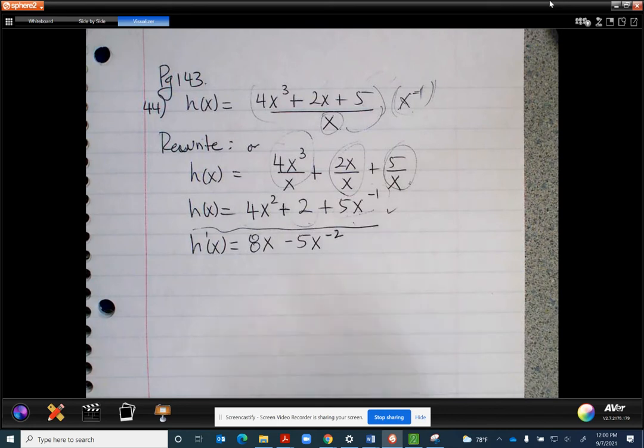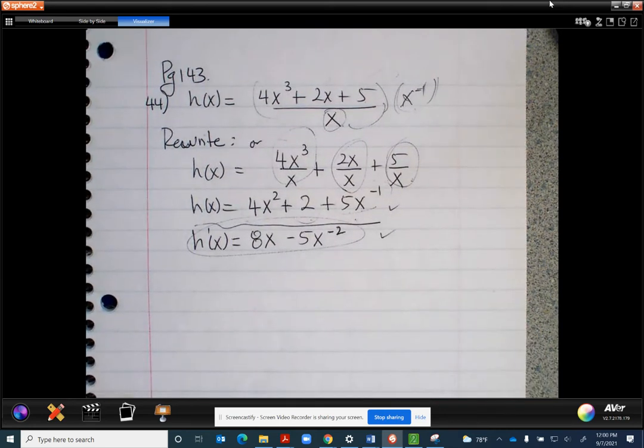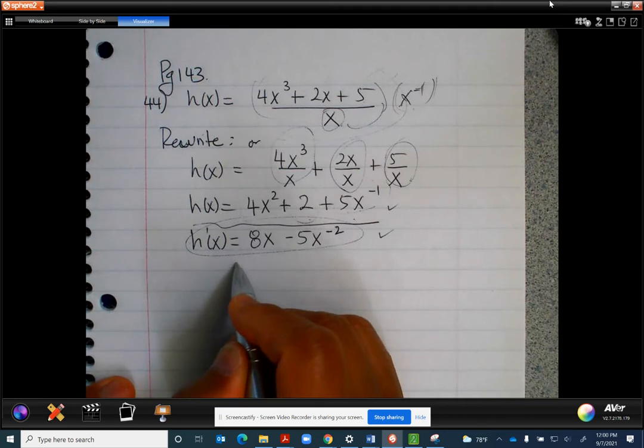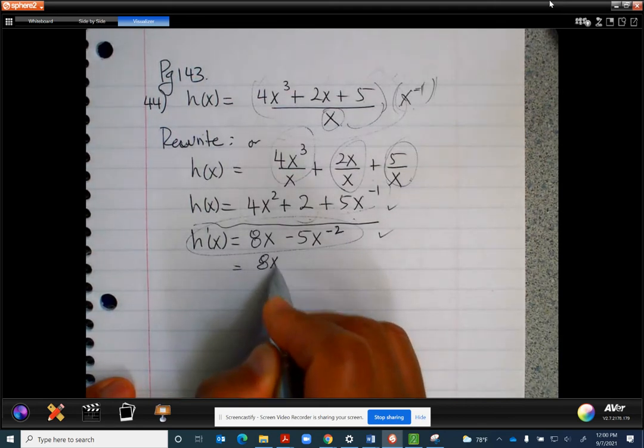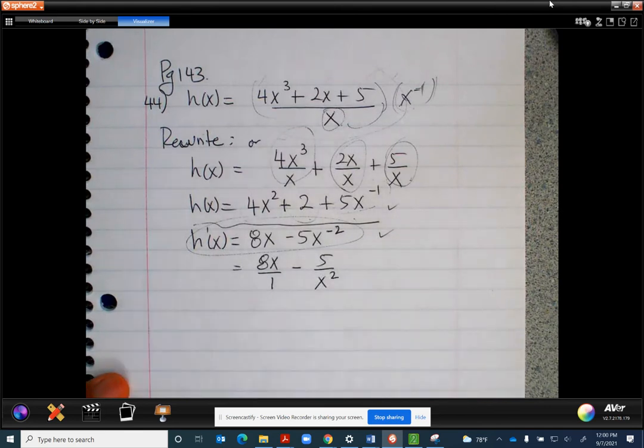All right, again, this is correct, but usually you're not going to see your answer in that form. They're going to rearrange this again to your original fractional format. So how do I rearrange this? Isn't this the same thing as 8x over 1 minus 5 over x squared? Does everyone see what I just did?